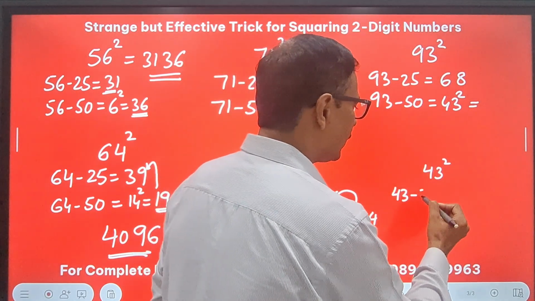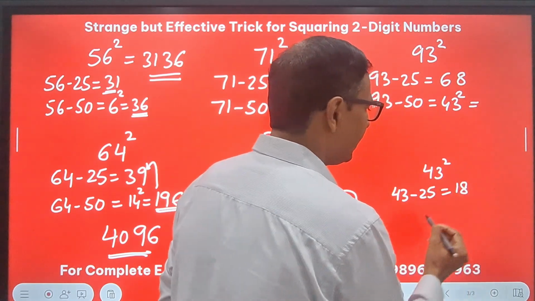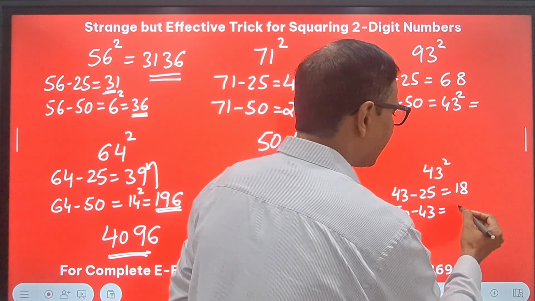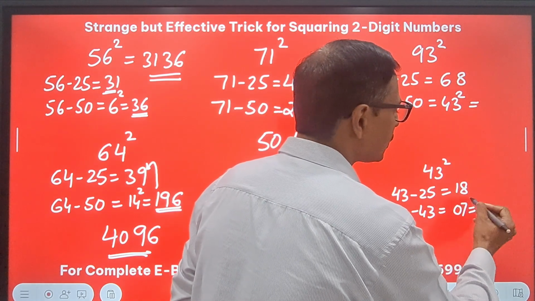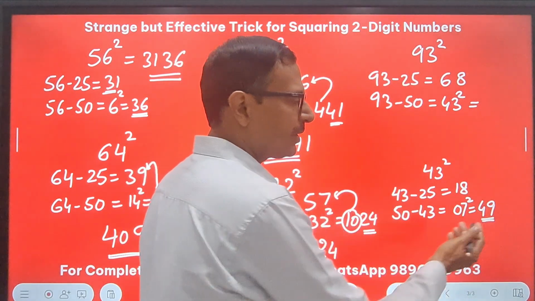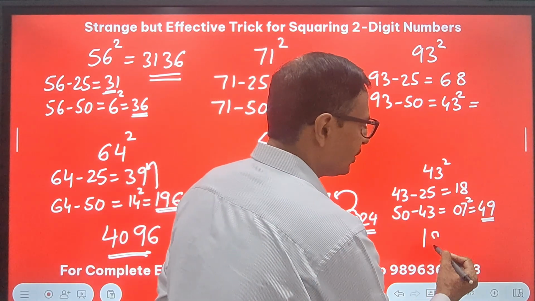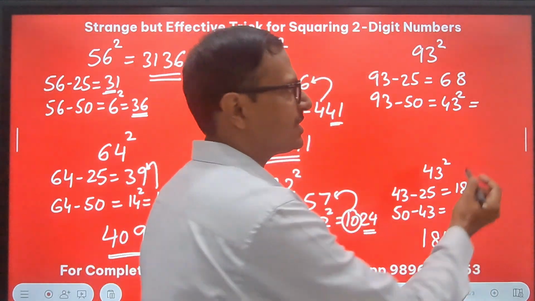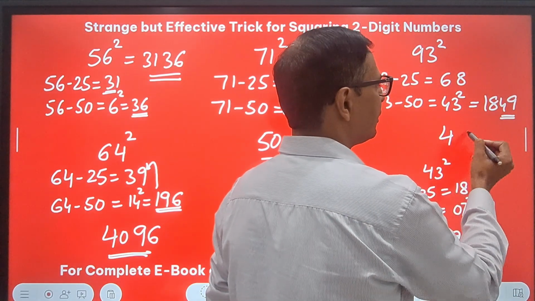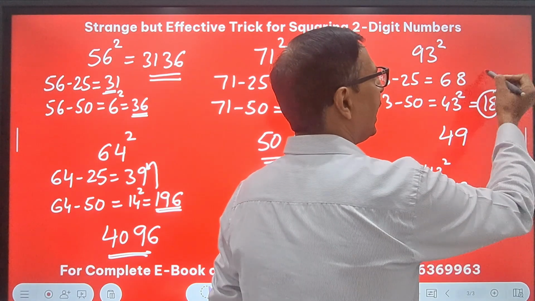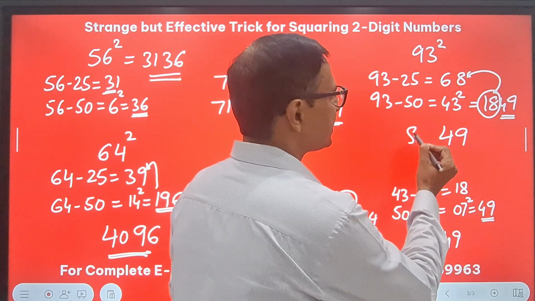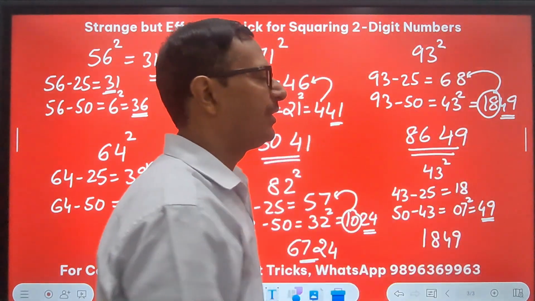If I subtract 25 from 43, I get 18, and 50 minus 43 gives me a 7. So I'll write it as 707, and the square of this is 49, which is a 2-digit number. So if I get a 2-digit number, the problem is resolved. 1849 is the square of 43, which I will write here, 1849. Now retain 2 digits, 49, and this 18 will be added to 68. That gives you 86, right? So 8649 is the square of 93.